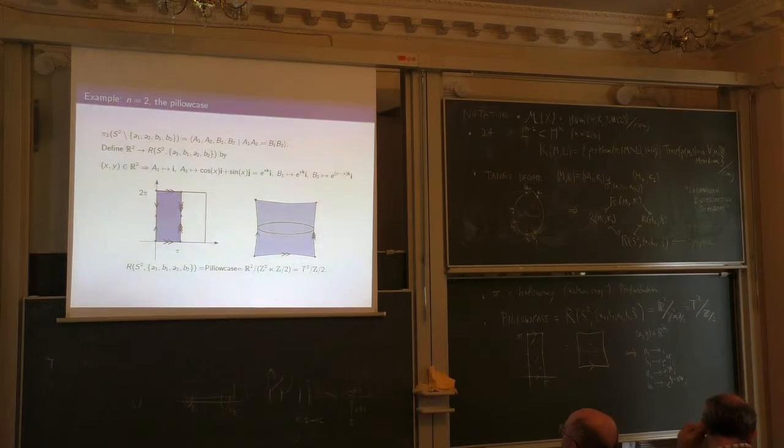Notice it's a two-manifold, so it's a symplectic manifold in particular. At least it's a symplectic orbifold. You can make sense of a symplectic structure, and we'll only concern ourselves with the symplectic structure.